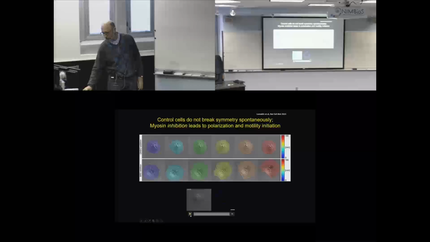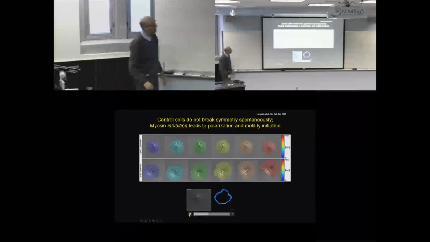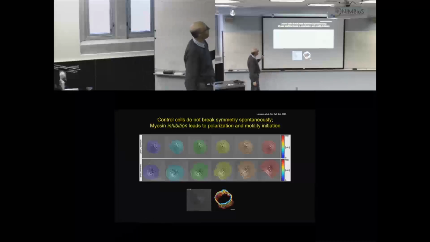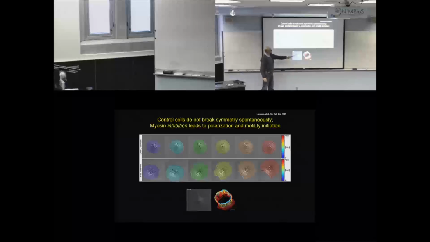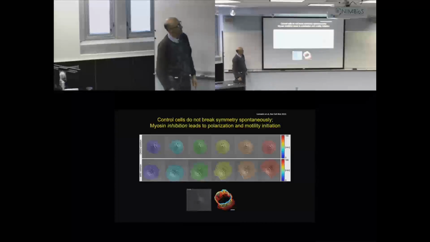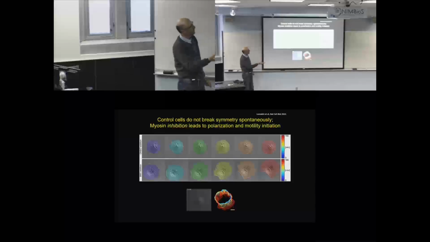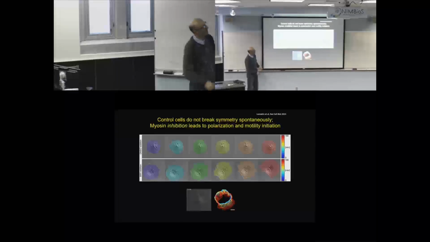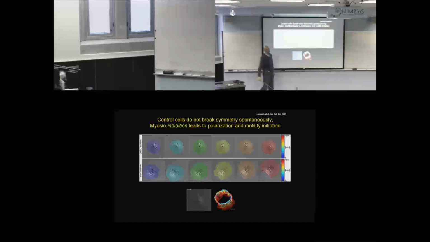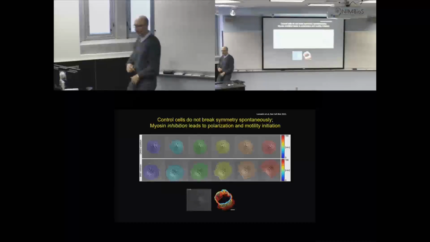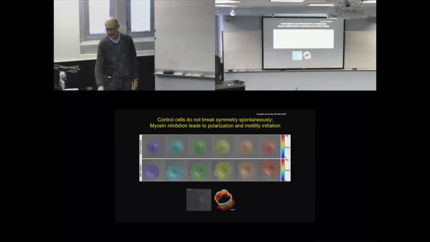However, the shocking result was that instead of increasing myosin strength, in fact, myosin inhibition leads to polarization and motility initiation. And the shapes of stationary cells and moving cells are actually very keratocyte-like. When we used drugs that strengthen myosin, nothing happened. And in control also, the cell never lost polarity. But if you inhibit myosin, for example, with blebbistatin, then the cell starts moving. Okay, so obviously the mechanism is somehow different.